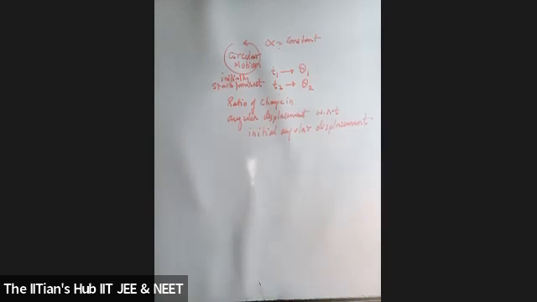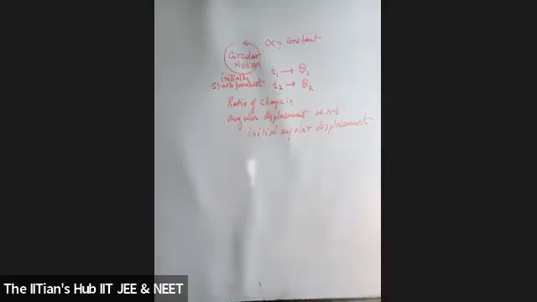Can I solve it for you all, students? Yes. Alpha is constant. It covers θ1 in time t1 and θ2 in time t2. Initially, the body starts from rest. So can I find out the value of θ1?